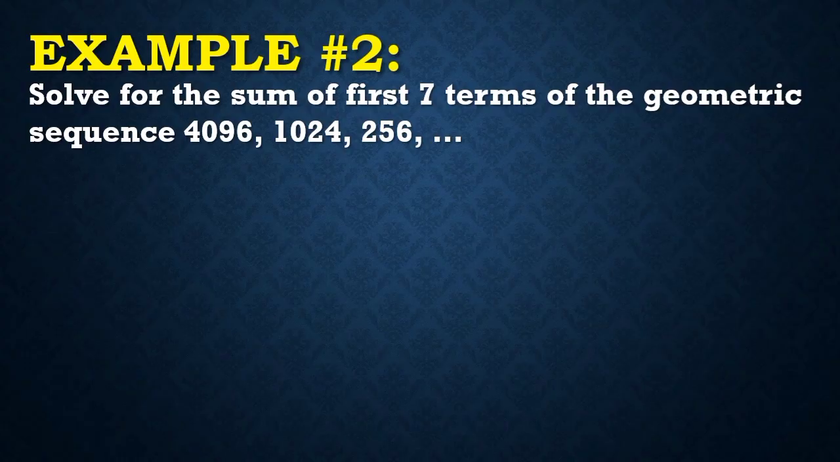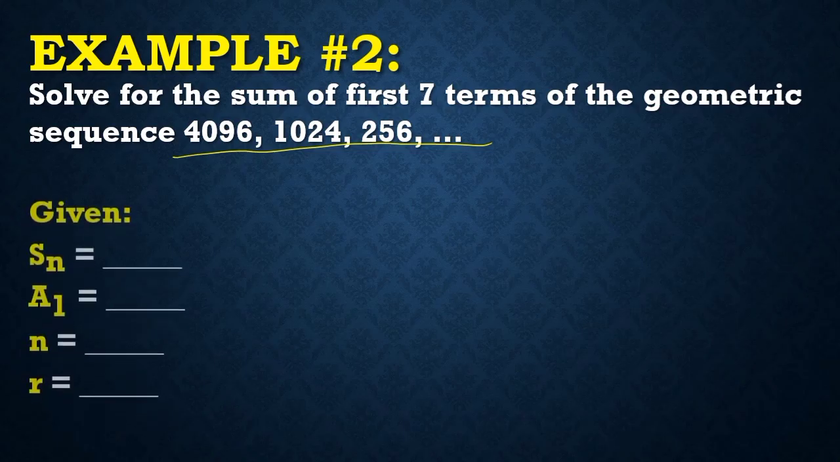Next problem. Solve for the sum of the first 7 terms of the geometric sequence 4096, 1024, 256, up to the 7 terms. So, kapag nilista natin to, alam naman natin yung common ratio, pwede natin silang i-add manually. Pero, kapag kasi maraming terms na yung hinahanap niya, halimbawa 100 terms na, masyadong mahirap yon. Dito, pababa yung mga terms natin. So, isa lang masasabi ko dyan, yung common ratio natin is fraction.